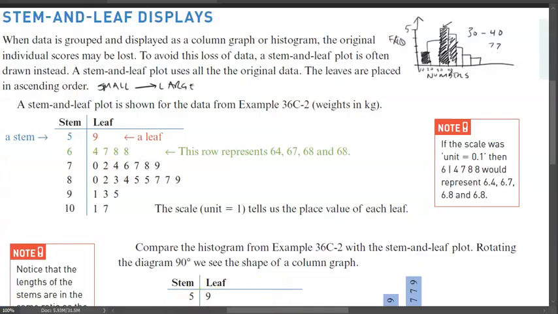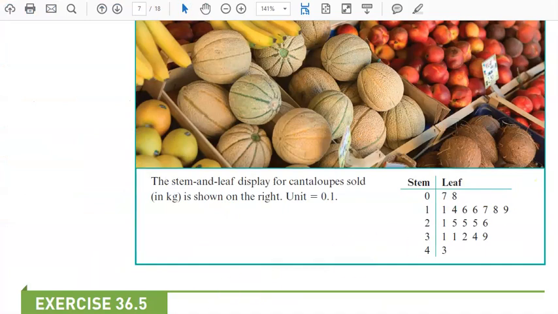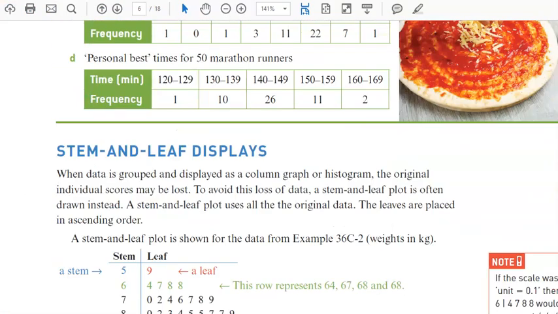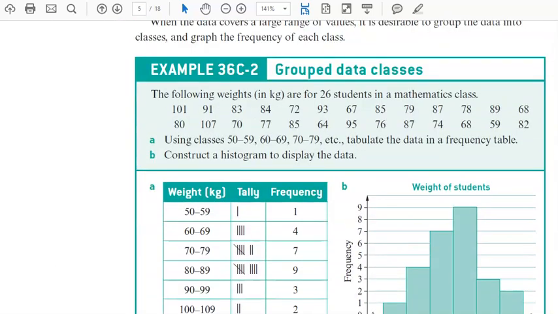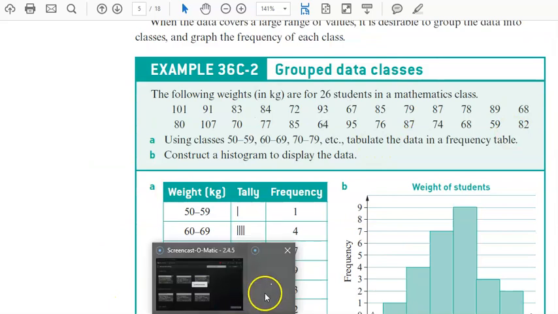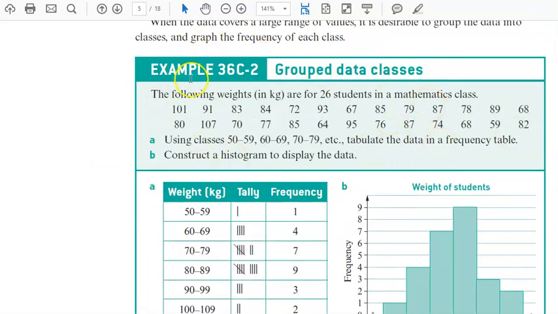And let me just get the textbook. 36-2. Here we go. So this information here. Alright, so this is grouped data. 26 students in a maths class got the following weights. A bit of a random set of data, to be honest, specifically their weights. Don't want to body shame or anything, but let's just take it at face value. These are the different weights here.